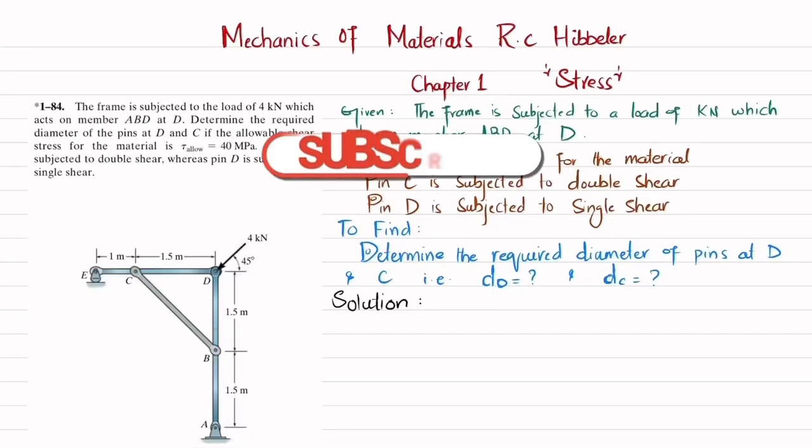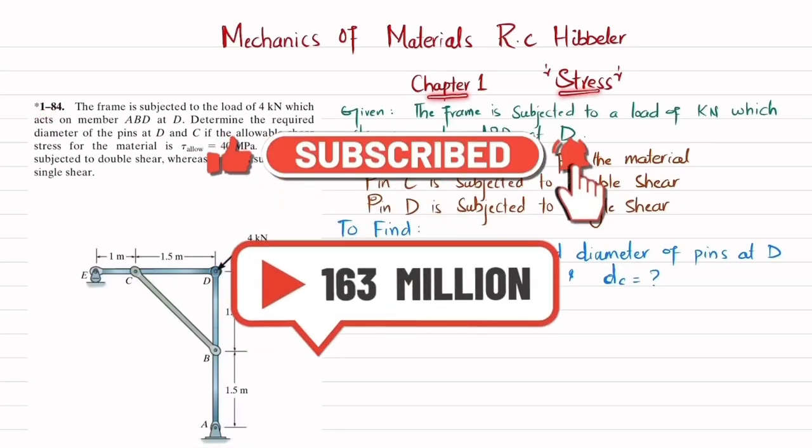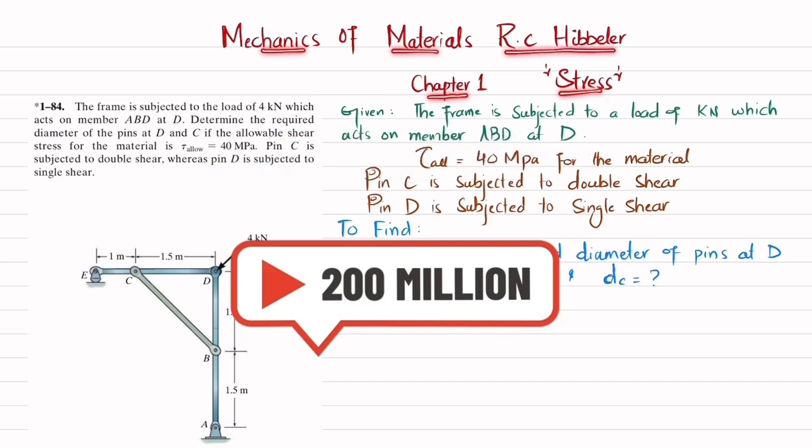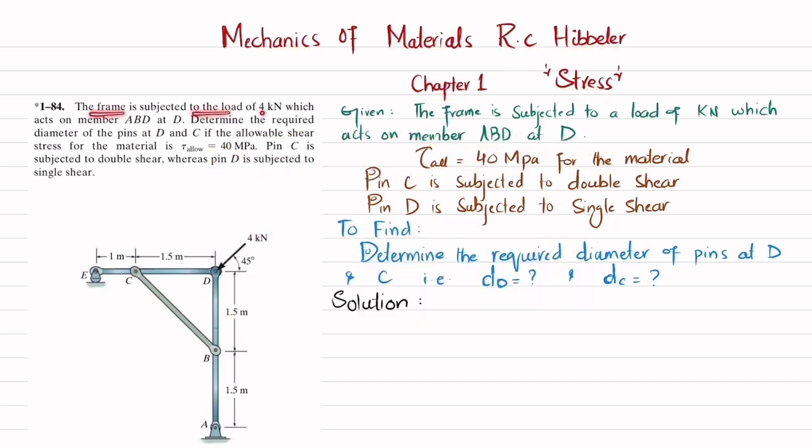Welcome back. Problem 1-84. This problem is taken from chapter number 1, that is stress, and the book name is Mechanics of Materials by R.C. Hibbeler. The statement is: the frame is subjected to a load of 4 kN which acts on member ABD at D. Determine the required diameter of pins at D and C if the allowable shear stress for the material is 40 megapascal.